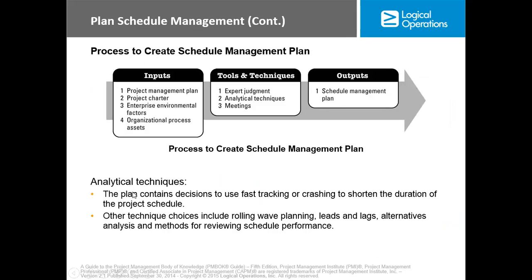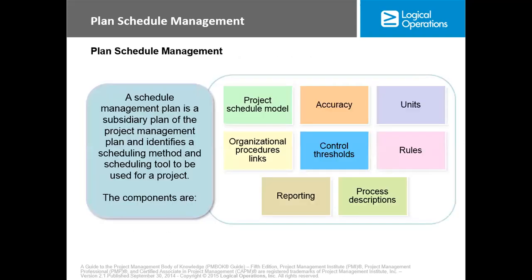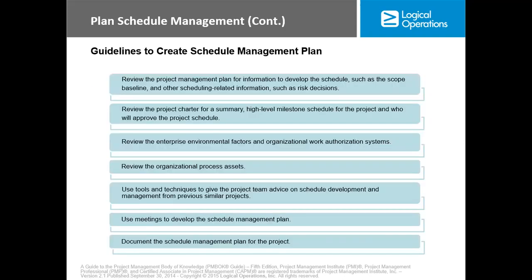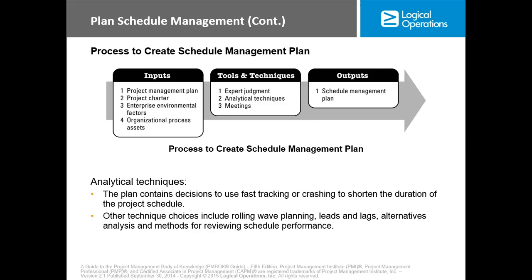Now, when we talk about analytical technique, what are we talking about? The plan contains a decision to use fast tracking or crashing to shorten the duration of the project. Other unique choices include rolling wave, leads and lag, alternative analysis method, and method of reviewing the schedule performance. Let me talk about some of these things that I mentioned.